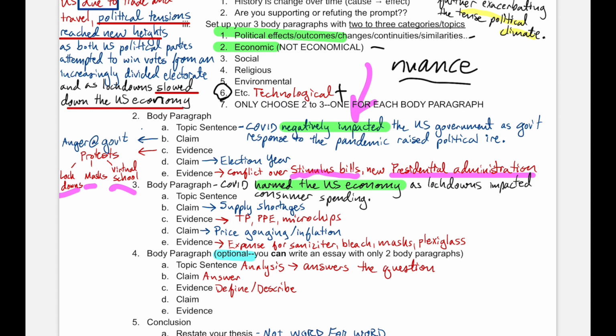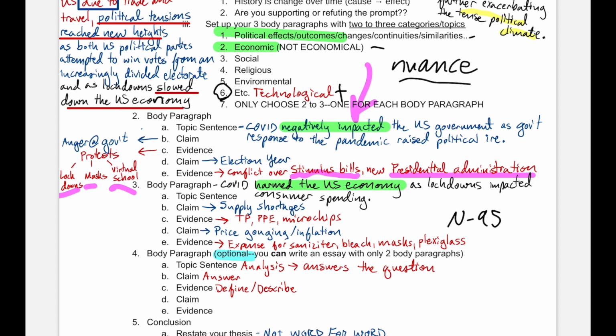Another claim, price gouging and inflation. Hand sanitizer went up extremely high in price. Bleach, you couldn't find bleach anywhere, and it was extremely high in price. Masks, now you can buy masks super easily, like 100 in a box for less than $10, but it used to be that people were paying extreme amounts of money for N95 masks. That could even be evidence if you talk about the specific type of masks that were in demand. Plexiglass dividers: before, we didn't really have plexiglass dividers at the grocery store or in between desks at school, but now there's a much higher demand for that.